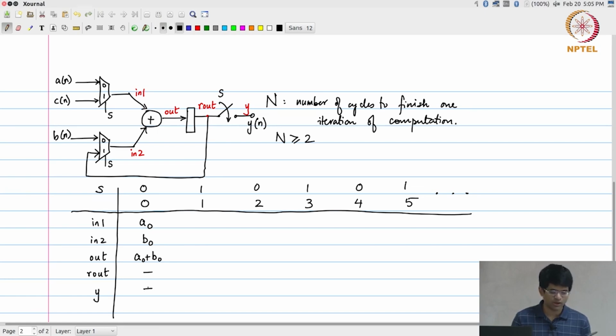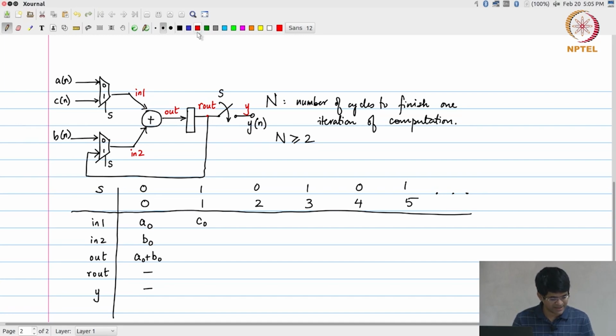Okay. Now, move on to time 1. Select signal has become equal to 1. Okay. In 1 is going to be equal to C0. Okay. In 2 is going to be equal to the value of R out. So, I first need to know what is going to be in R out.